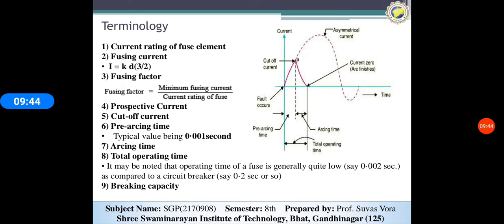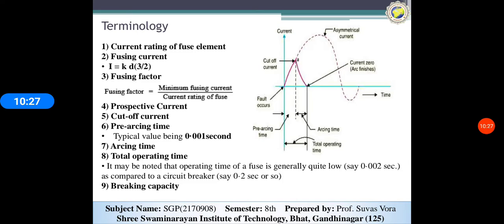The next one is pre-arcing time. What is the pre-arcing time? The time between the commencement of the fault and the instant when the cutoff occurs. It means that when the fault occurs, the thin wire starts to melt. This one is called the pre-arcing time, and the value will be 0.001 second. It means that when the cutoff current starts, within 0.001 second, this is called the pre-arcing time. The next one is the arcing time.